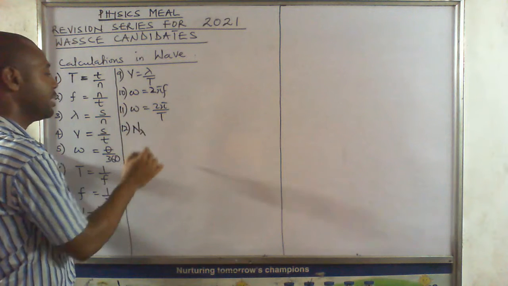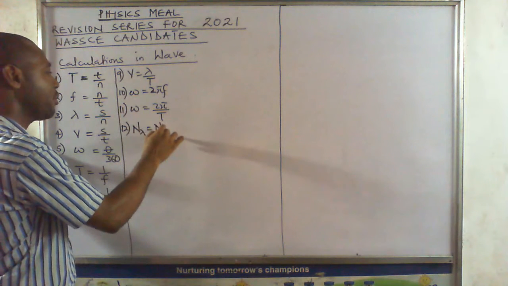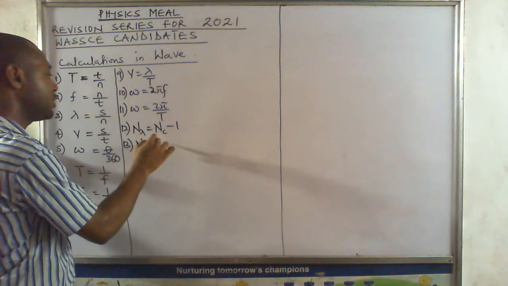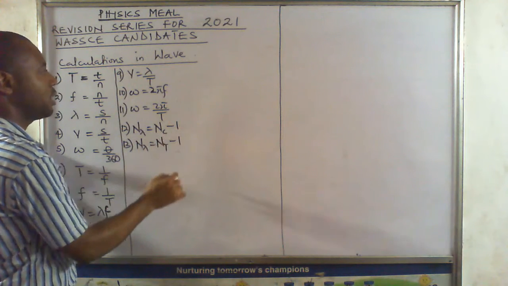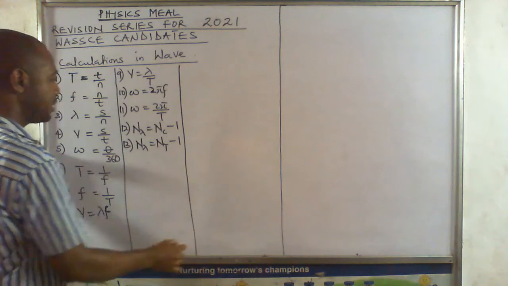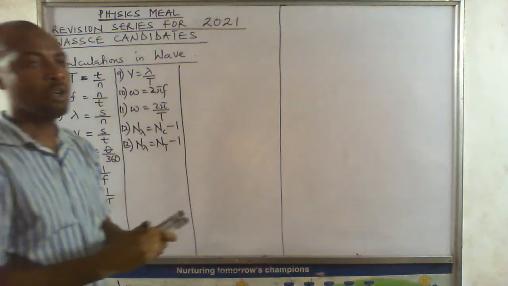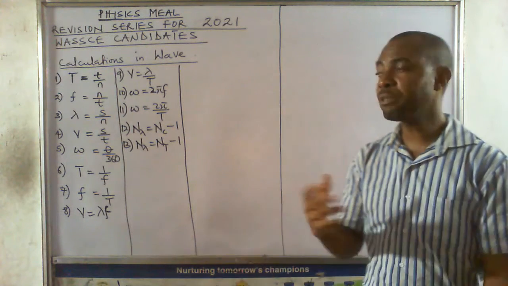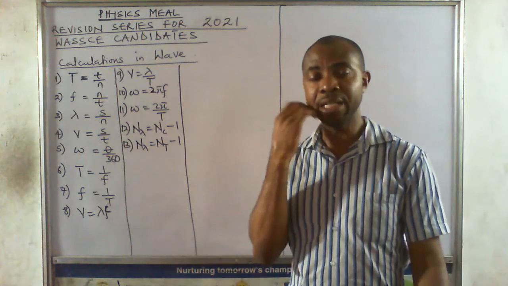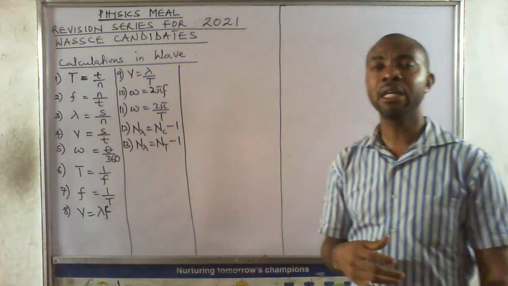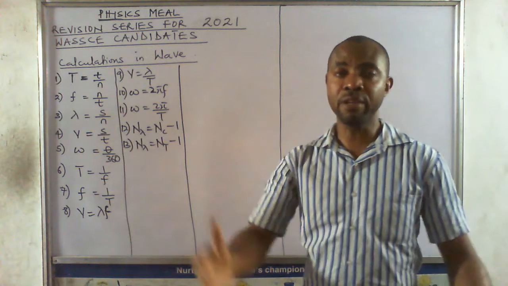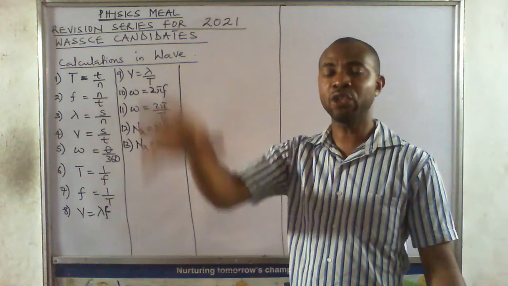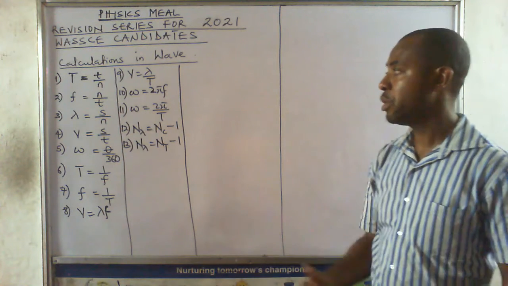The number of lambda, the number of wavelengths, is the number of crests minus 1. The number of lambda again is the number of troughs minus 1. There are other important statements that we made concerning wavelength. We say that a wavelength is 1 cycle, or the distance between 2 successive points that are in phase. We also say that the distance between successive crests or successive troughs is a wavelength. When you watch the video on the introductory part of wave, you are going to understand it.